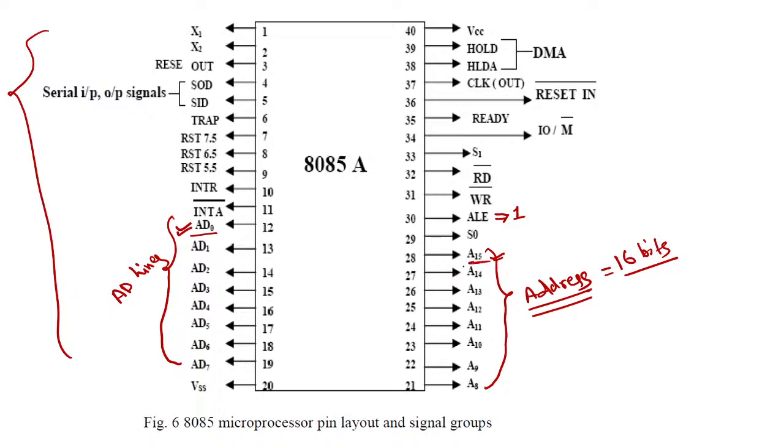AD0 to A15, all lines will be used because the address is of 16 bits, and the data in the 8085 microprocessor is of 8 bits. That means when you are carrying the data, that is, when ALE is equal to 0, then only these data lines will be used.